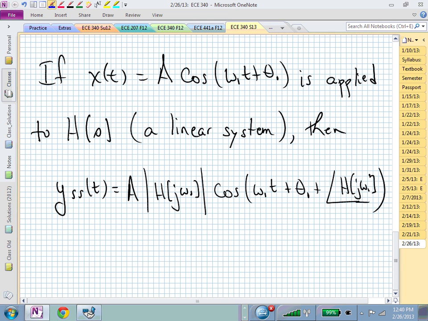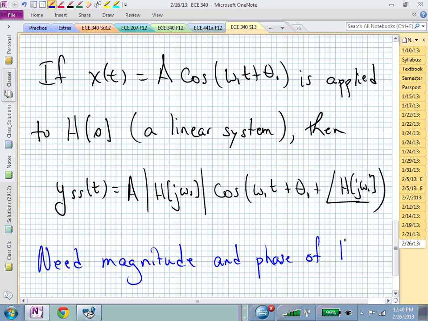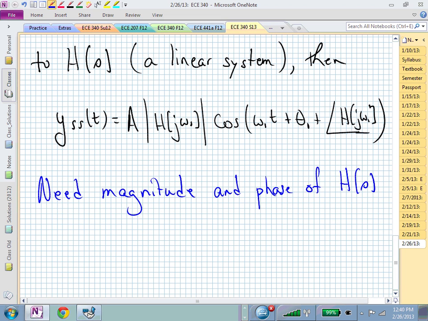But this is now telling us that we need the magnitude and the phase of H of s, and we know precisely where we need that information. We need it at the particular frequency omega sub 1. And we can generalize this.